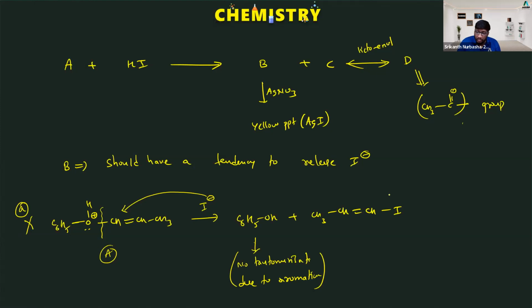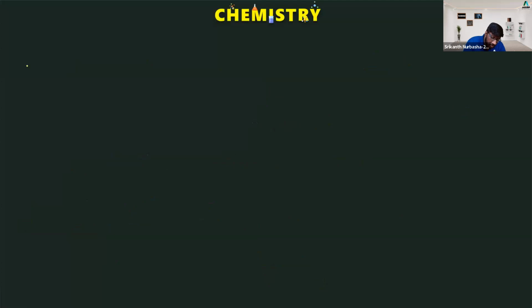And this is also not producing I minus ion. If it produces I minus, it forms a vinylic carbocation which is unstable. So B should have a tendency to release I minus. That is not happening in option A. So option A is going to be wrong.